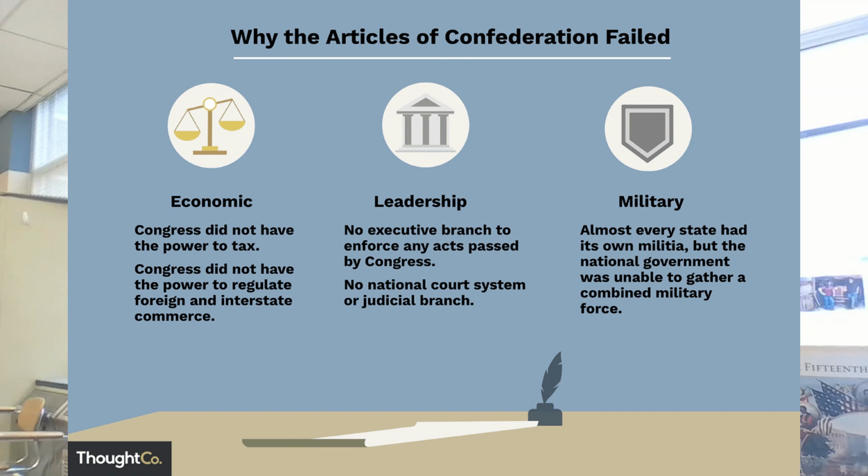Moreover, the absence of a national judiciary meant that there was no mechanism to resolve disputes between states or interpret laws consistently. The unicameral legislature had limited powers, and unanimous consent among the states was required to amend the articles, making it difficult for anything to happen or to address any type of urgent issues.